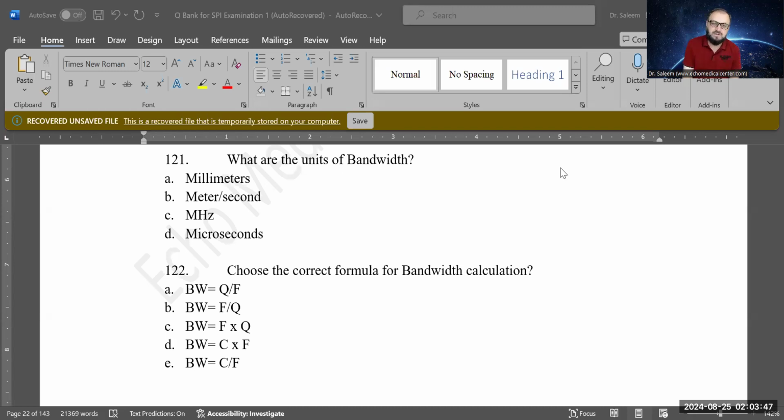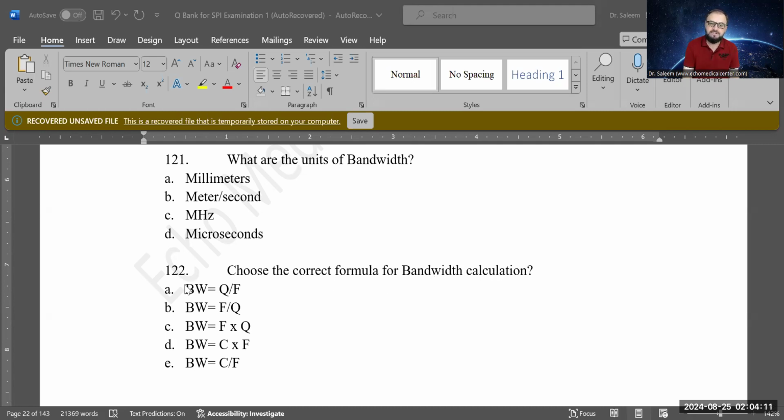Now, the question is asking, what are the units for bandwidth? So the bandwidth, let's do this question later. First, let's do the question before that, and then it will be easier to understand question number 121. Let's do 122 first. Choose the correct formula for bandwidth calculation.